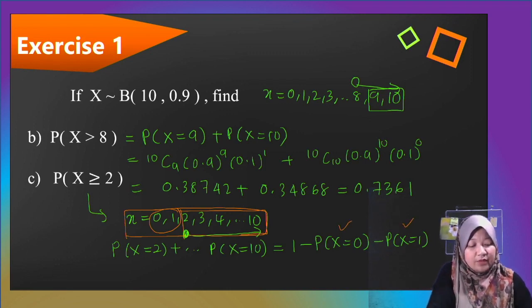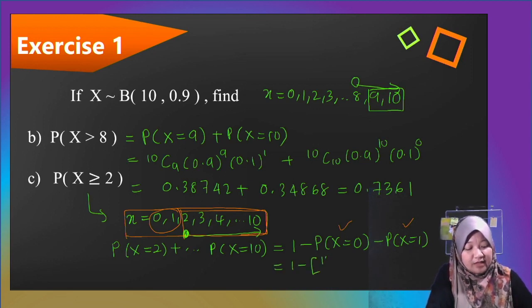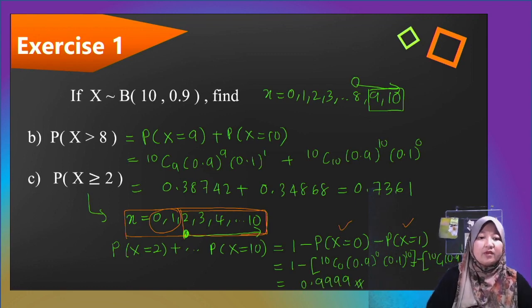So this one equal sign. So we can use formula. So 1 minus 10C0, 0.9 power of 0, 0.1 power of 10 minus 10C1 times 0.9 power of 1 times 0.1 power of 9. So we have 0.9999. Okay.